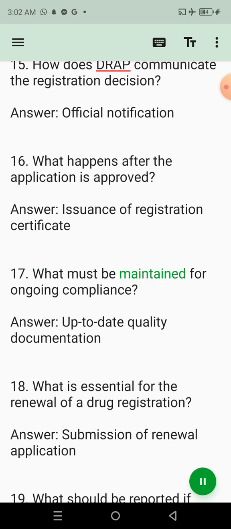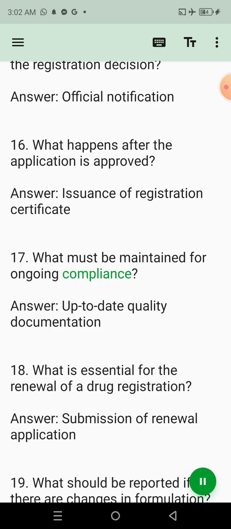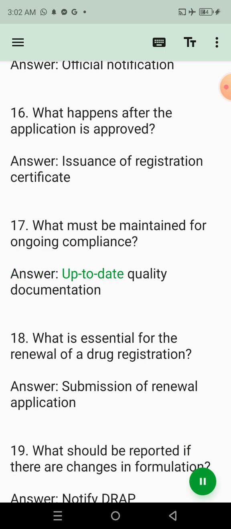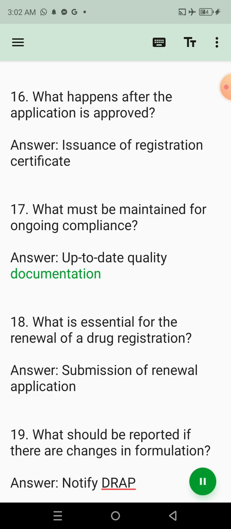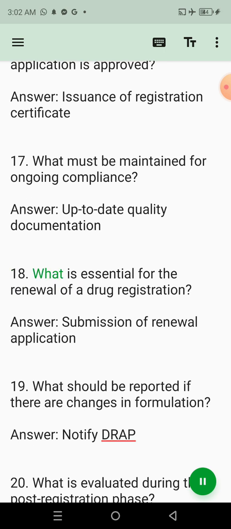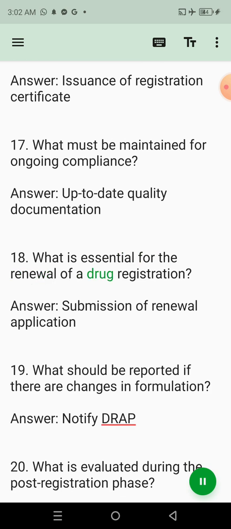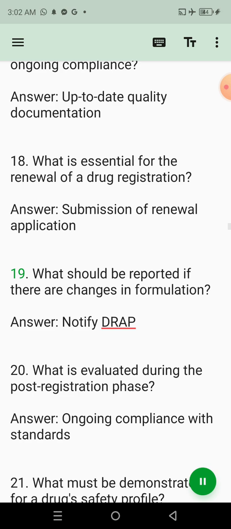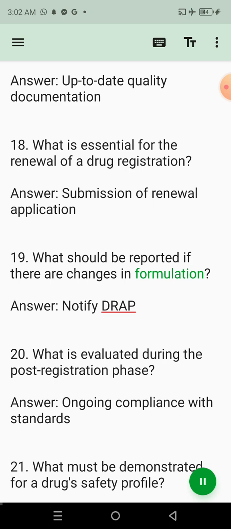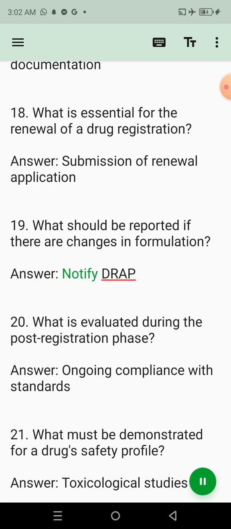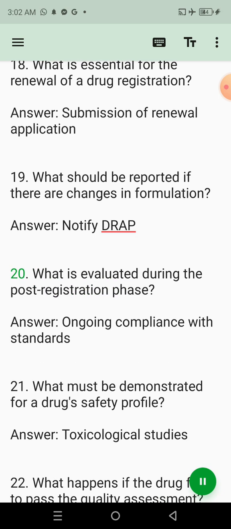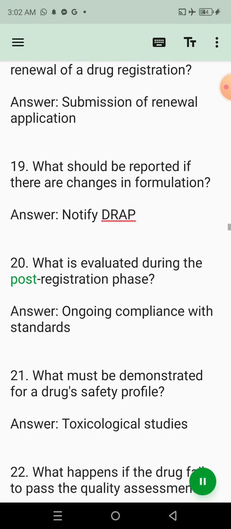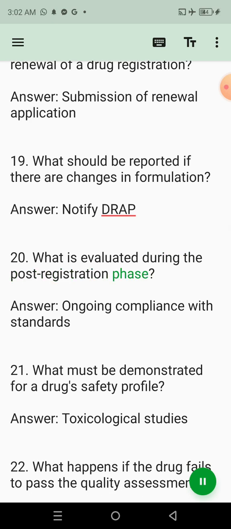17. What must be maintained for ongoing compliance? Answer: Up-to-date quality documentation. 18. What is essential for the renewal of a drug registration? Answer: Submission of renewal application. 19. What should be reported if there are changes in formulation? Answer: Notify DRAP. 20. What is evaluated during the post-registration phase?